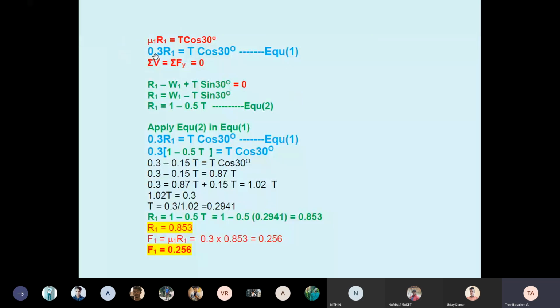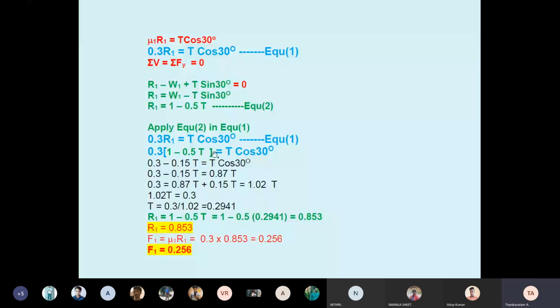Okay. Here equation 1, 0.3 into R1. What is the R1 value? 1 minus 0.5 T equal to T cos 30. So cross multiplication: 0.3 into 0.5 gives 0.15 T, equal to T cos theta. After simplification, you will get the tension T equal to 0.2941.